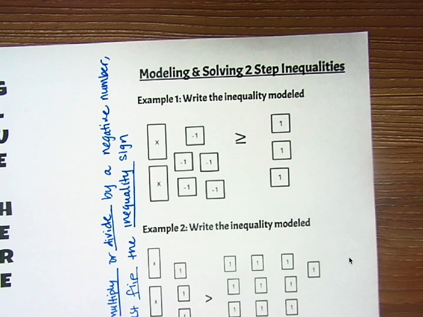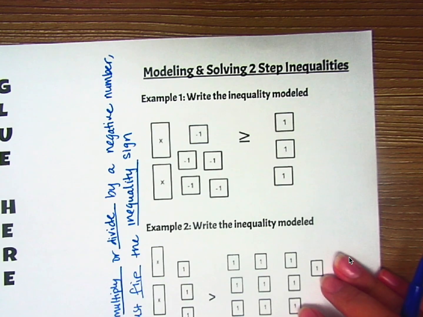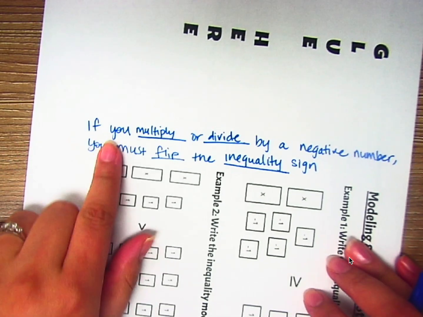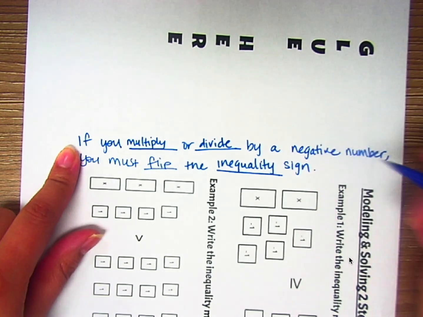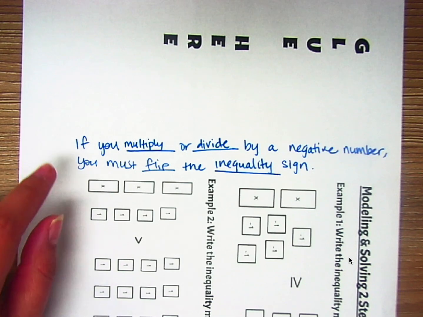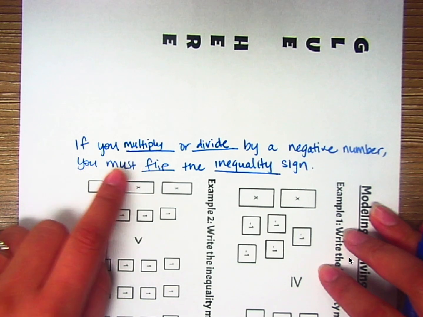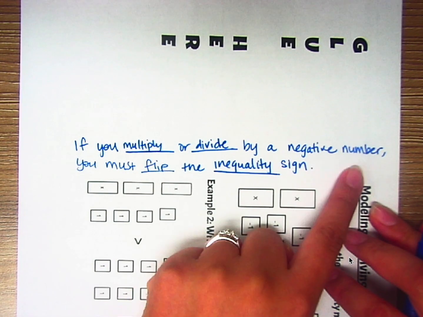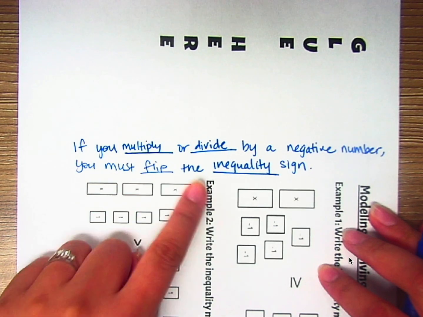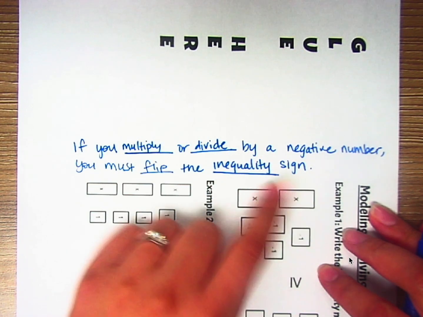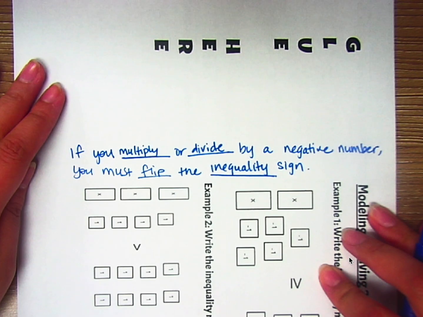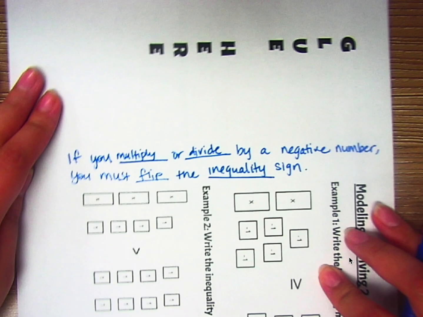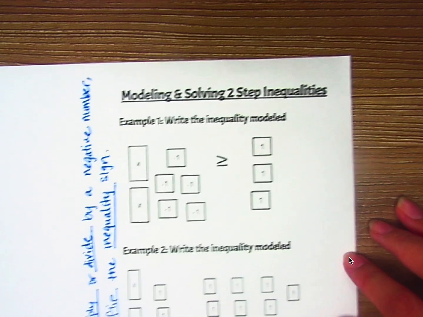Before we start, I want you to again pause the video because I want you to write this sentence on your paper. It says, if you multiply or divide by a negative number, you must flip the inequality sign. I want you to write that on your paper. I'm going to come around and make sure you have it. Okay, pause the video so you can write it. All right, let's get into the notes now.